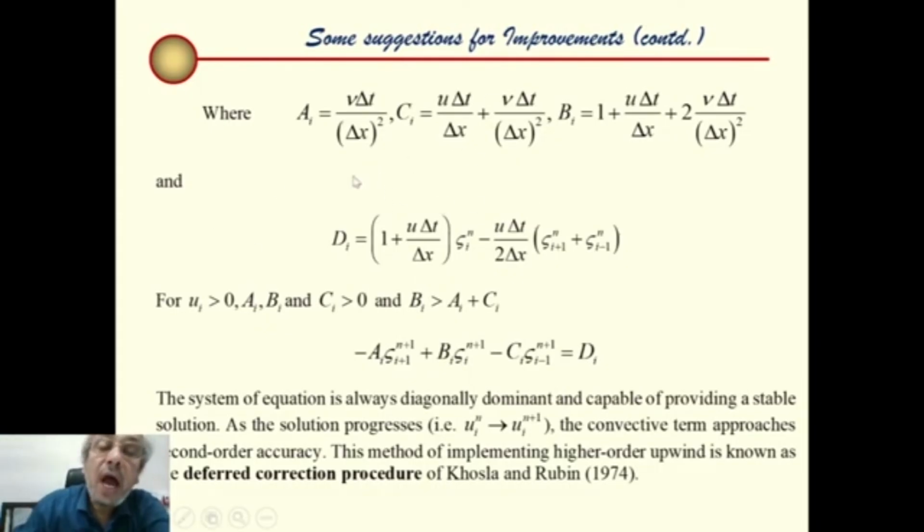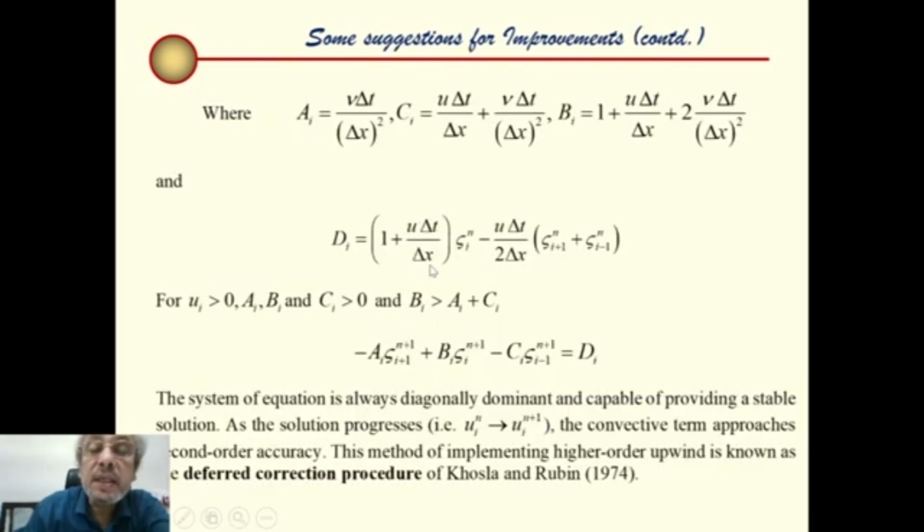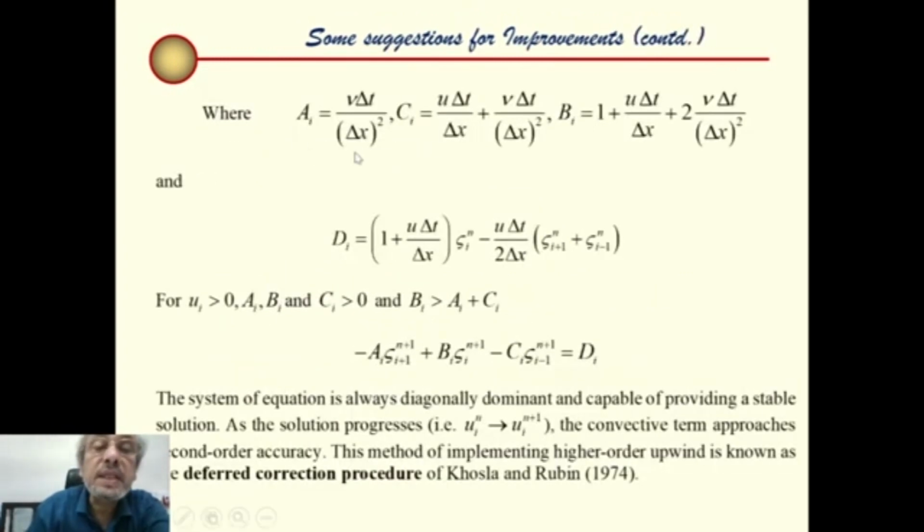These are all nu. And d_i, the right hand side d_i, is basically 1 plus u delta t by delta x into zeta_i^n minus u delta t by twice delta x into zeta_(i+1)^n plus zeta_(i-1)^n. So if you plug in del zeta del t plus u del zeta del x equal to nu del 2 zeta del x2 in Burgers' equation, you will get these terms as a_i, c_i, b_i, d_i, and the final equation in initial notation will be minus a_i zeta_(i+1)^(n+1) plus b_i zeta_i^(n+1) minus c_i zeta_(i-1)^(n+1).